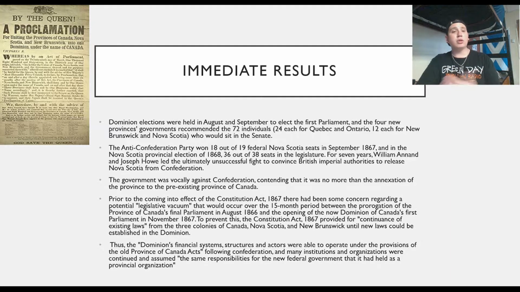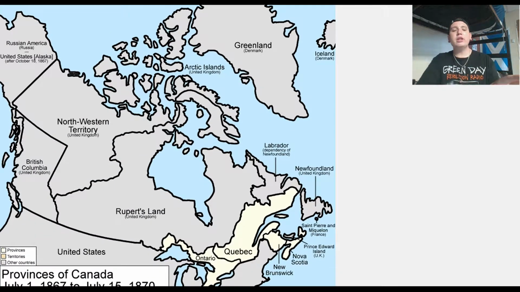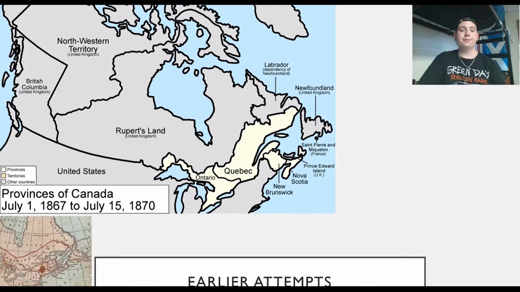So those are the immediate results of the proclamation and their lasting effects. Here you can see the provinces of Canada, July 1st, 1867 to July 15, 1870. You can see the Northwestern Territory, British Columbia, Rupert's Land, the Arctic Islands, Labrador, Newfoundland, Nova Scotia, Quebec, Ontario, and New Brunswick. This is what the map looked like at that time, but they would all eventually confederate into what is now known as Canada.